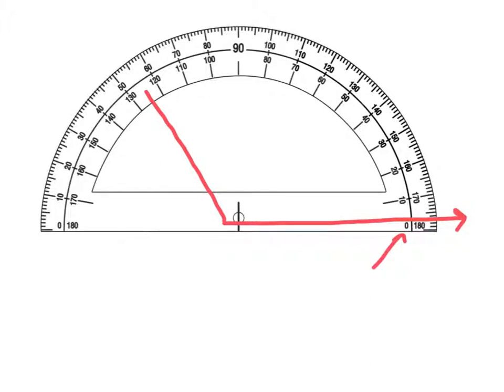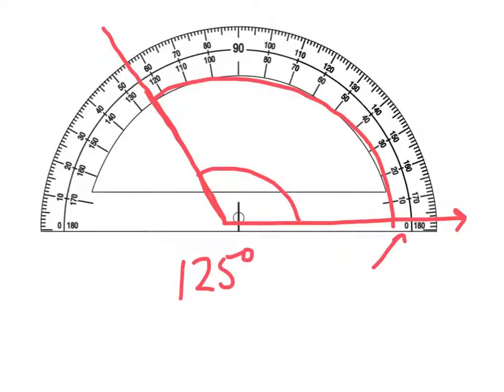We're going to continue it off as best we can. So we can go here and we measure it using an arc. Again, we're using the inside numbers. So we're past 90, so it's an obtuse angle. It's past 120 by the middle part. So we would say that this angle has a degree measurement of 125 degrees.